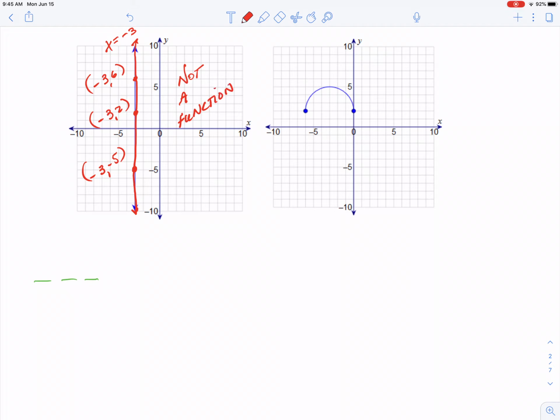And this last one, as I run vertical lines here, this looks good to me. I don't think I can put in a vertical line anywhere on this that's going to touch this picture more than once. So I'm going to say yes, this one is a function. All right, so that's a good place to stop for a minute with our definitions and our use of the vertical line test to determine if something is or is not a function.